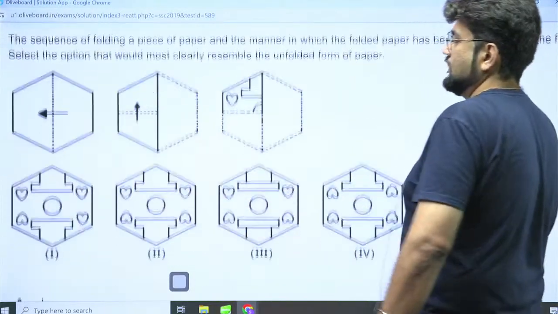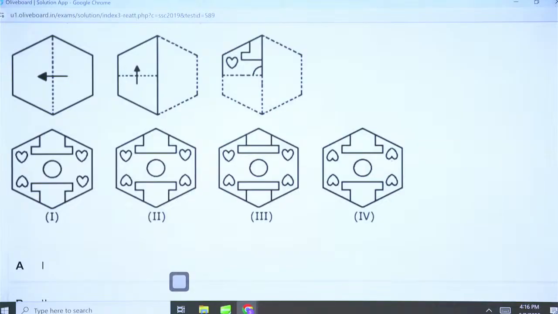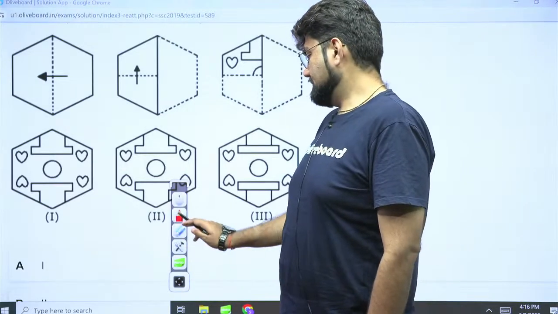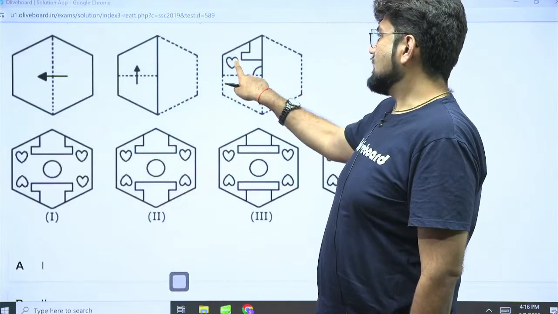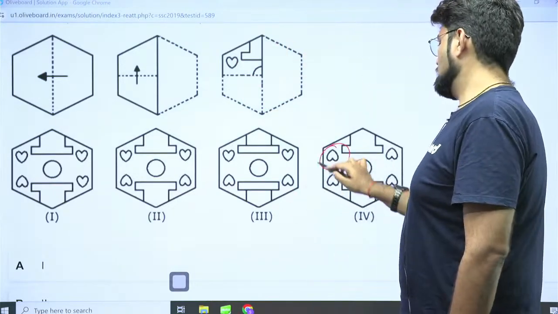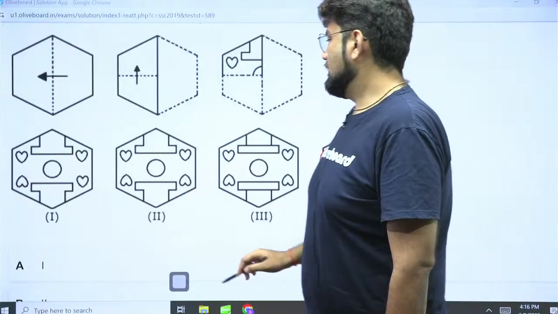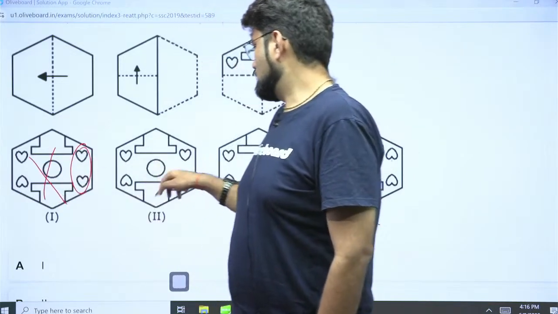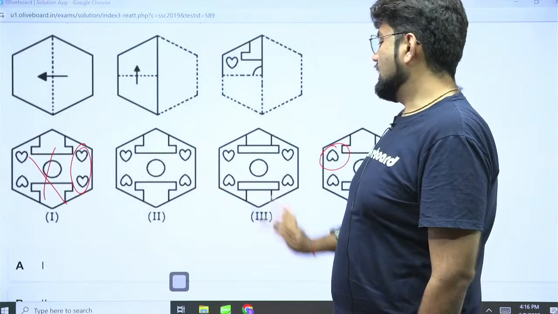Paper cutting and folding. Simple symmetry is going to give us our answers. Now, this heart, just clearly observe the heart. If this heart will flip here and then will go downwards, this will not work out. So option 4 is gone. This will also not work out. Same direction. Gone. Now we have 2 and 3.